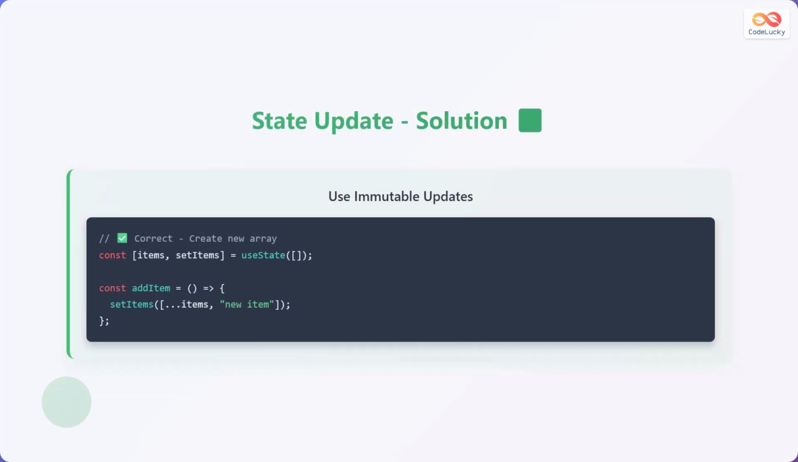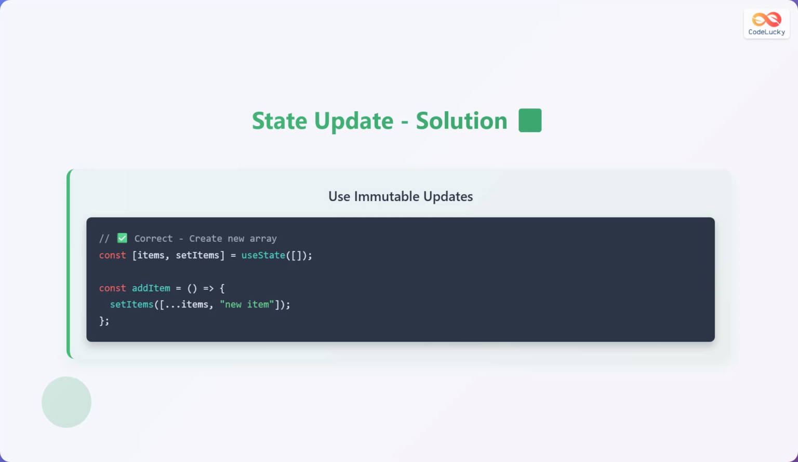To avoid direct state mutation, always create a new copy of the state when updating it. You can use the spread operator or the concat method to achieve this. Here's the corrected code. Now we're creating a new array with the existing items and the new item, ensuring immutability.